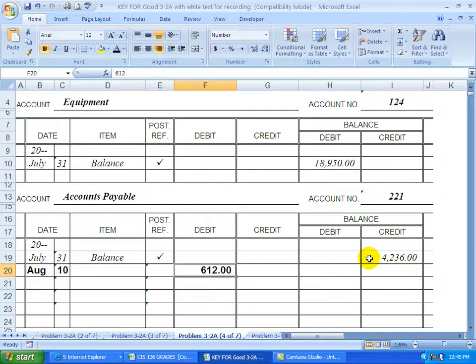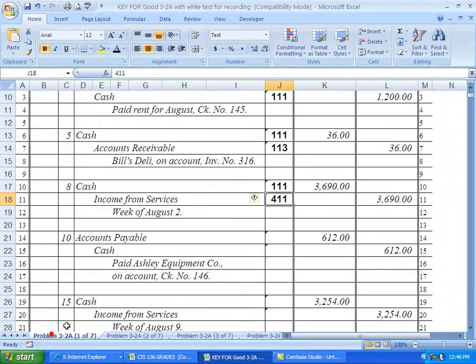And so here's the pre-existing balance, $4,236 credit. We're debiting it. When they're different, you subtract. It's still a credit balance, but now it's a smaller credit balance of $3,624. Came from page 5. Last, you take the account number 221, you go back to the journal, put it in to show, yes, I have posted it.